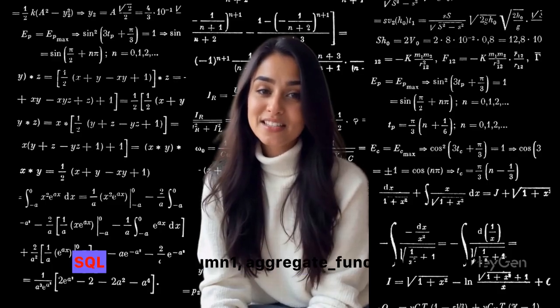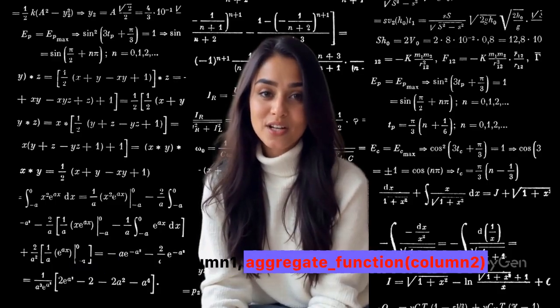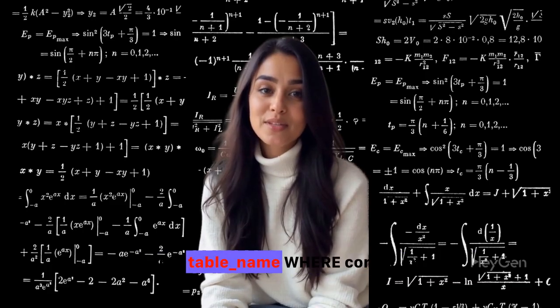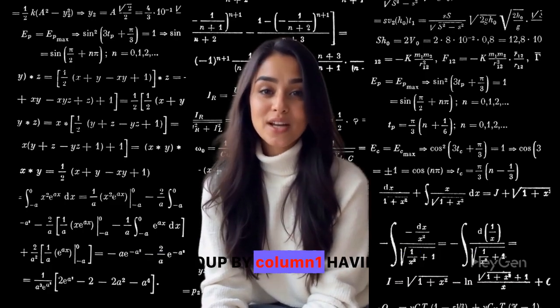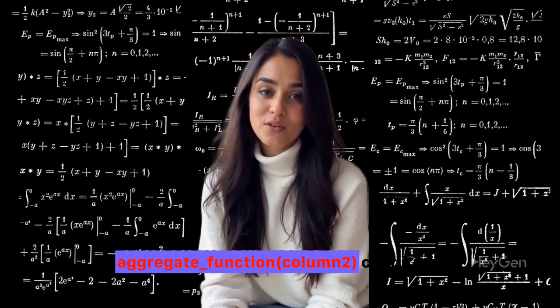Syntax of HAVING in SQL: SELECT column1, aggregate_function(column2) FROM table_name WHERE condition GROUP BY column1 HAVING aggregate_function(column2) condition.